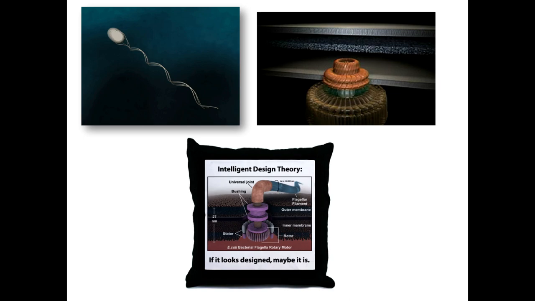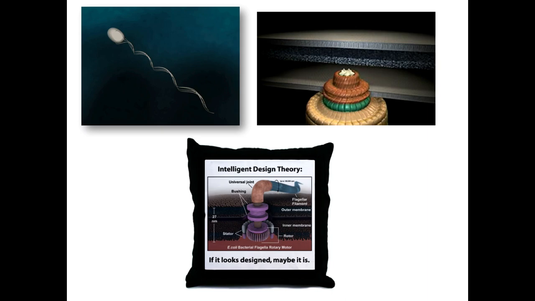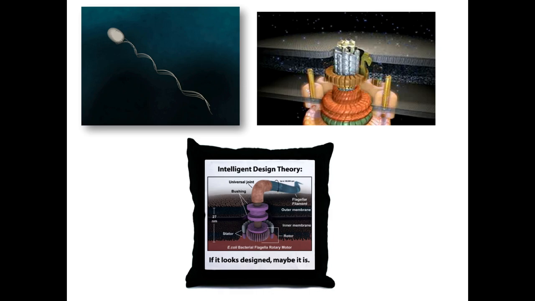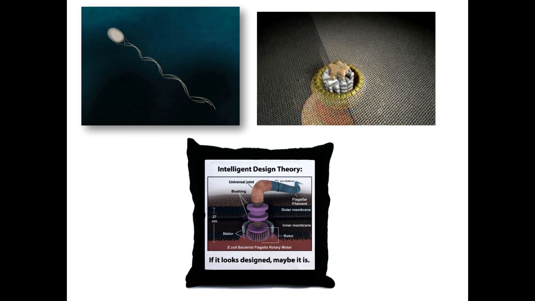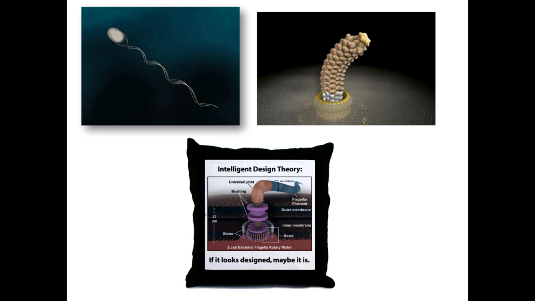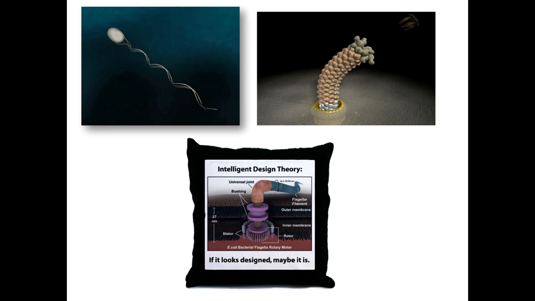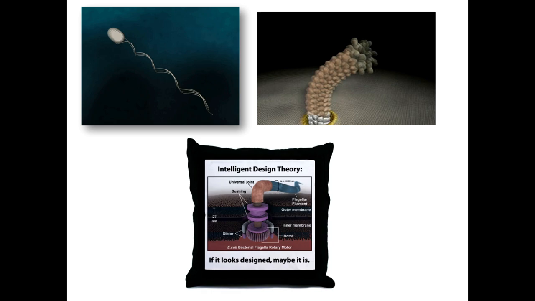So the intelligent design movement is basically an offshoot of creationism, which made the point that this thing looks like a kind of propeller with a complicated motor, and it looks like it's been designed by an engineer. If it looks designed, then maybe it is designed, and evolution's wrong, and the biological world was created by an intelligent designer, rather than evolved.